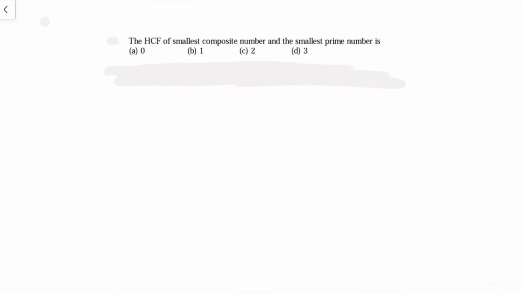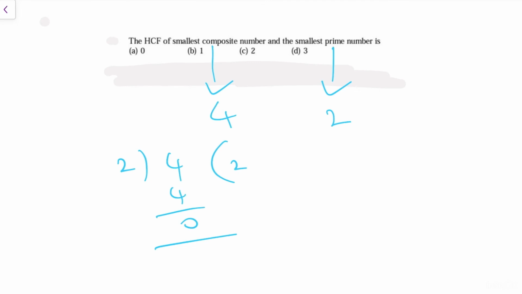Next, the HCF of the smallest composite number and the smallest prime number. First of all, what is the smallest composite number? That is 4. And what is the smallest prime number? That is 2. So we need to find the HCF. By simple logic, 2 and 4 are consecutive even numbers, so the HCF of consecutive even numbers is 2. Otherwise, do the HCF division, no problem. 2 and 4: 2 twos are 4, remainder 0. Whenever we get the remainder 0, we stop the process, and at that time the divisor is the HCF. So 2 is the HCF. Option C is the correct option.